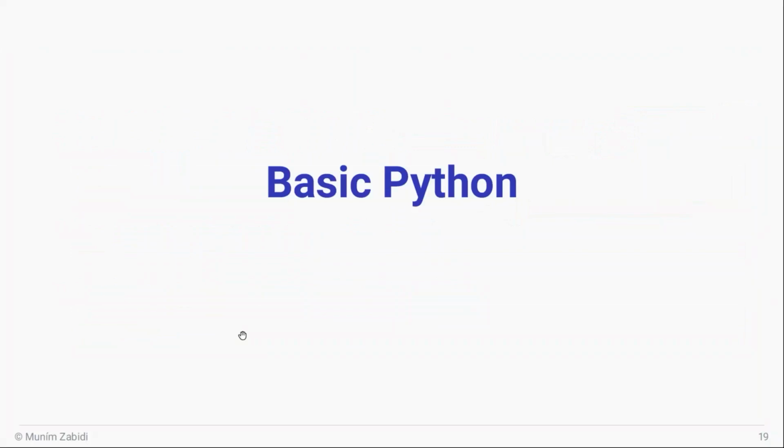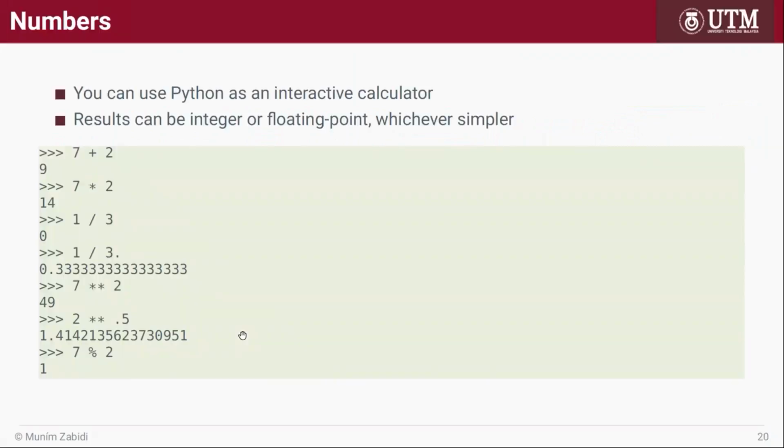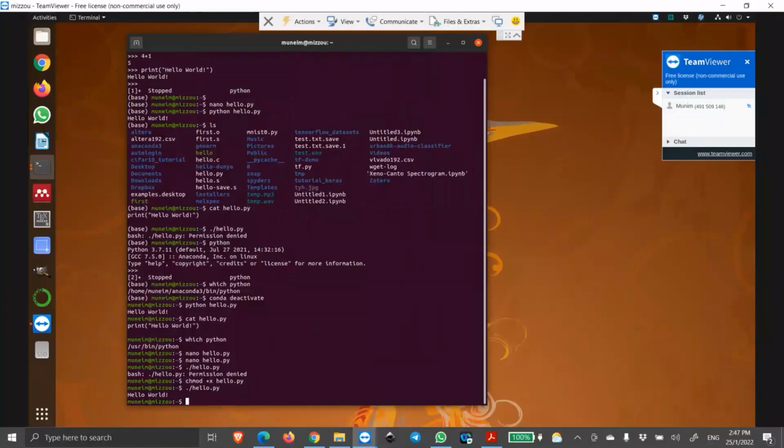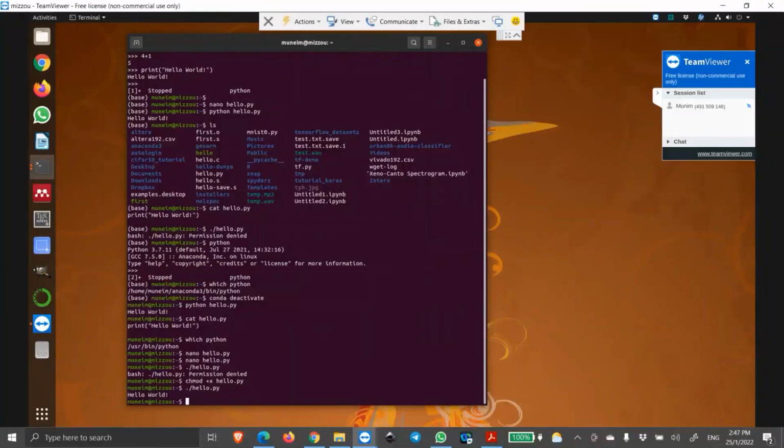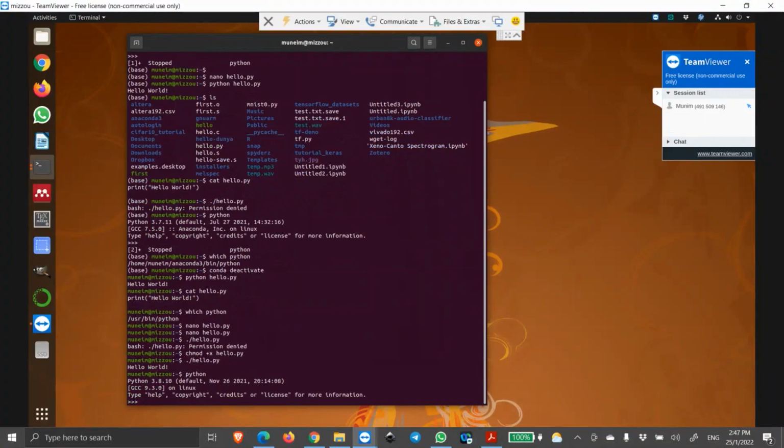Okay, so next in the agenda is writing some simple programs. As I've shown, you can use Python as an interactive calculator, and the result can be integer or floating point, whichever is simpler. So instead of showing you this, I will immediately go to the screen here and show, maybe quite small. But anyway, Python again. Now it's version 3.8.